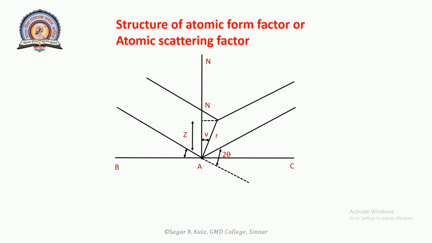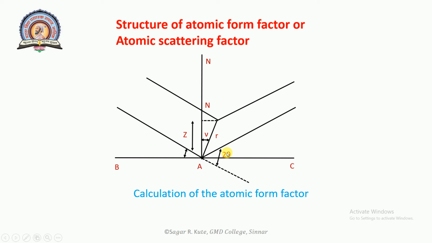Now this will be the diagram. Calculation of atomic form factor. To calculate this form factor for a given wavelength lambda, we refer to the above figure. Let A be the center of the atom, and let us consider an incident and scattered beam making an angle 2 theta with each other.